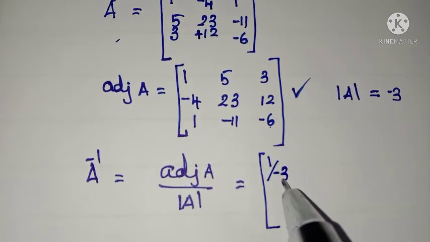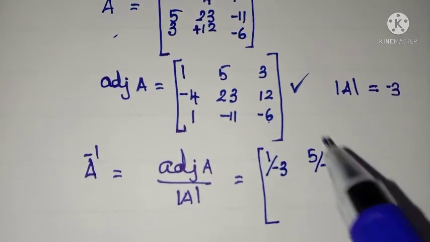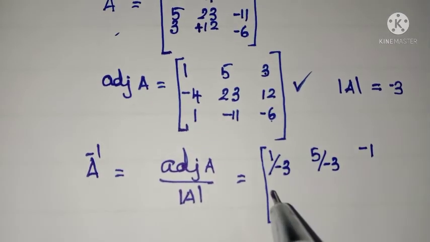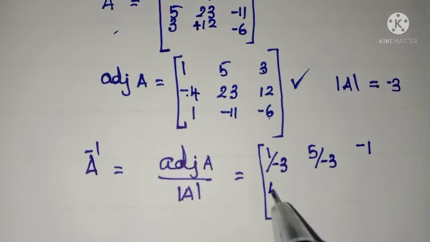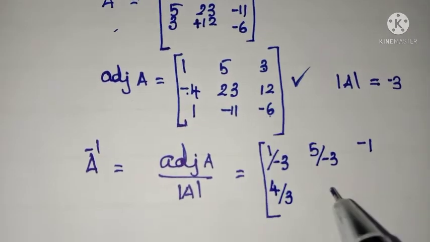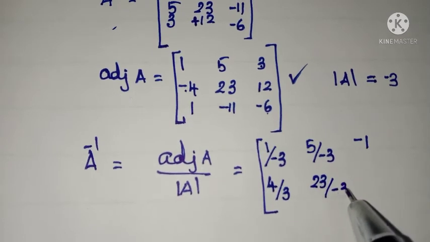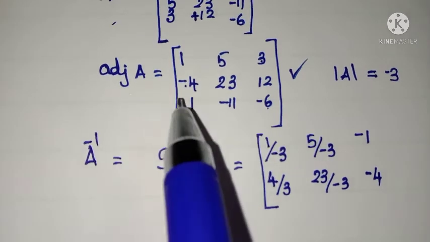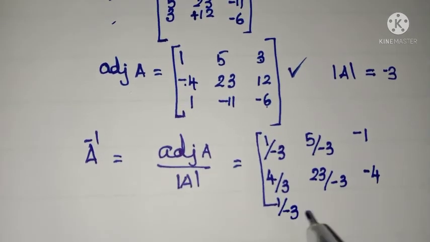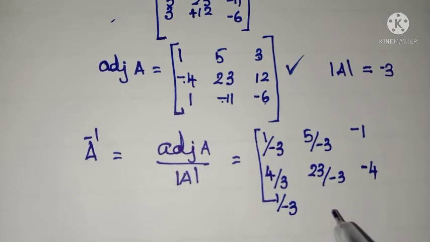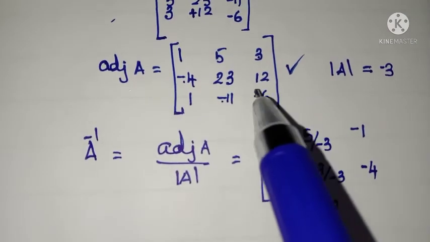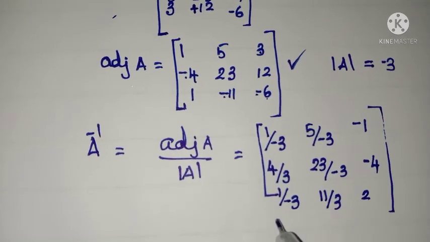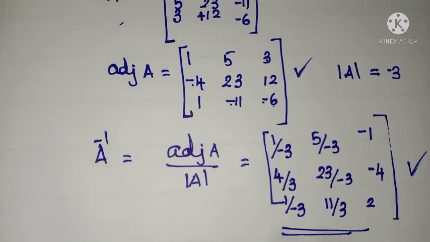1 by -3, 5 by -3, 3 by -3, that is -1; -4 by -3, that is 4 by 3, 23 by -3, 12 by -3, that is -4; 1 by -3, -11 by -3, that is 11 by 3, -6 by -3, that is 2. So this is the inverse of the given matrix. Okay.